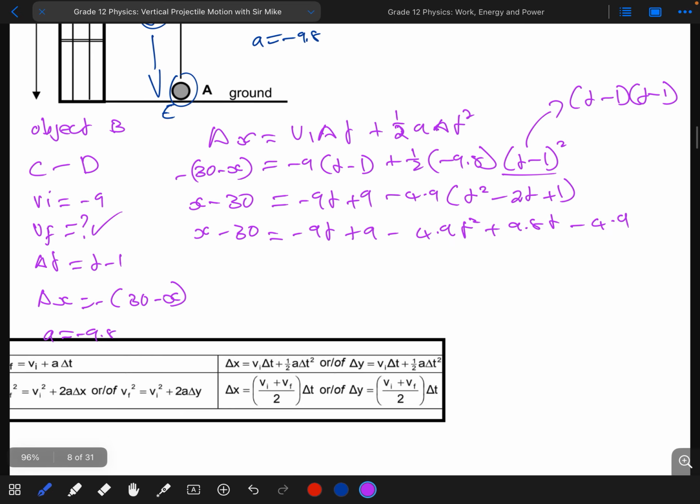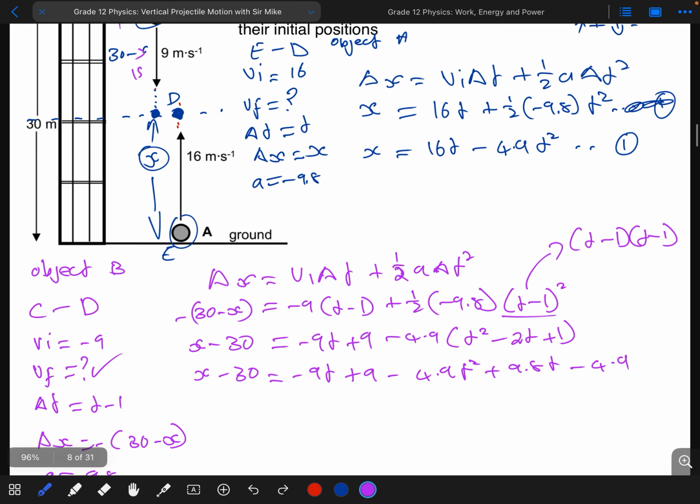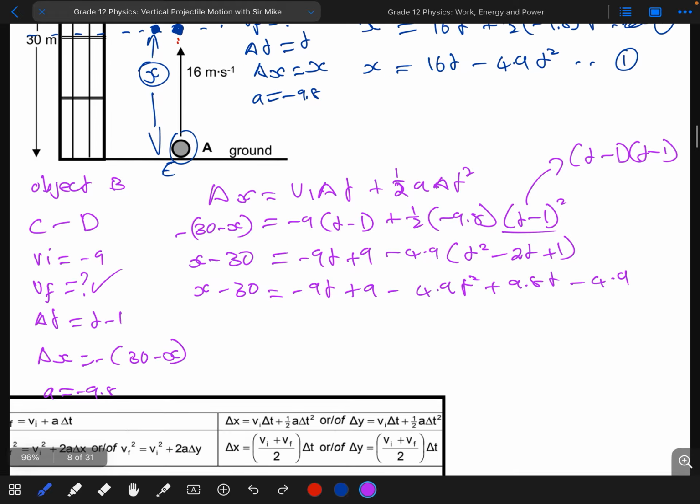What I'm going to do is take this 30 to the other side. Why? Because I want to equate these two equations, and isolating x is a little bit simpler for now, because it has a coefficient of 1, right? So let me simplify this a little bit and take that 30 to the other side.